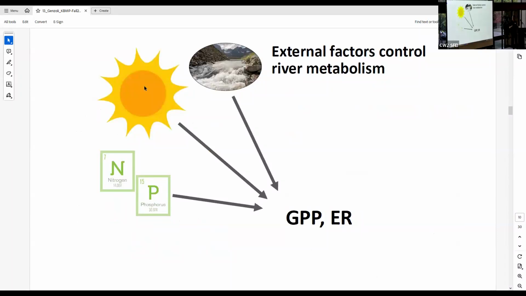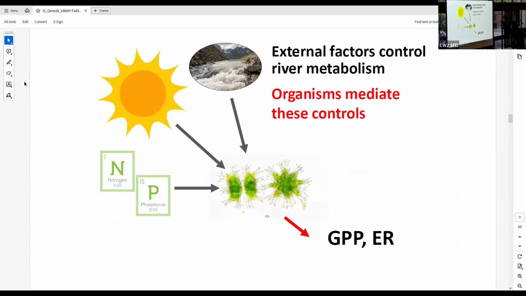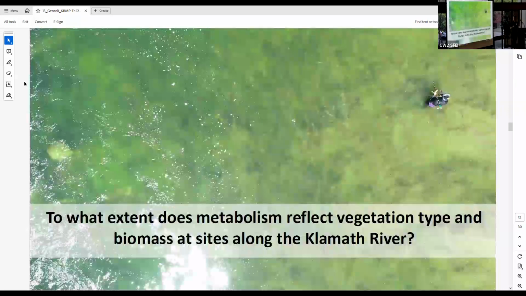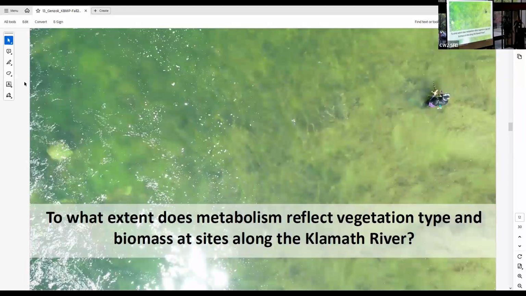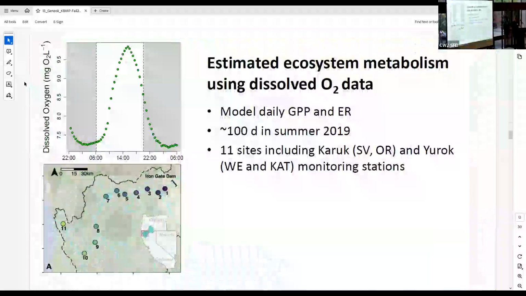But up till now, most of the work trying to understand what drives productivity and respiration has focused on external factors, things like flow and light and nutrients. But we know there are organisms there. They're the ones that are responding, right? It's plants and algae and other organisms in the river that are actually mediating those external controls. And so I wanted to look at to what extent the metabolism reflected the type and amount of vegetation in the river, and to try to understand how that was potentially controlling this time series of daily metabolism measurements.